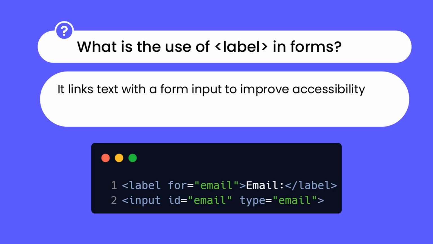What is the use of label in forms? The label tag in a form is used to give a clear description to form elements like inputs and checkboxes. When you link a label to an input, clicking the label will focus or activate that input, which improves usability and accessibility, especially for users with screen readers.